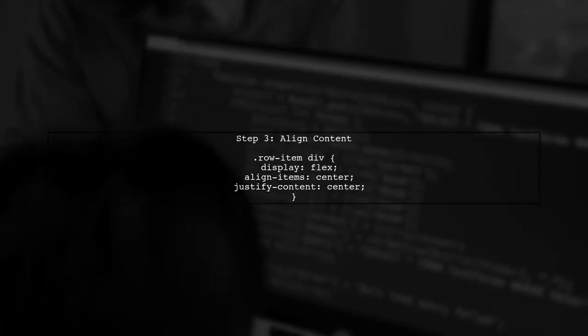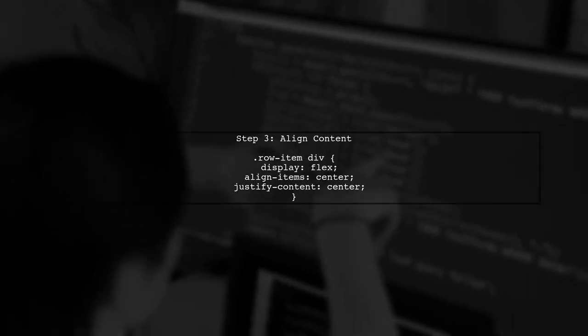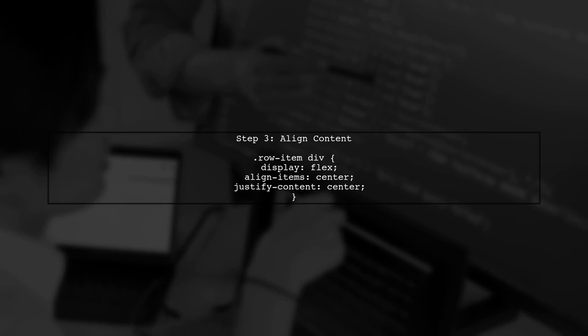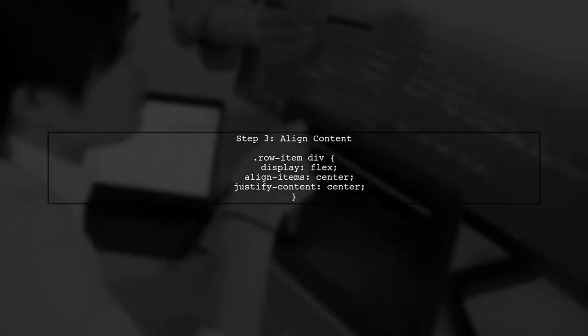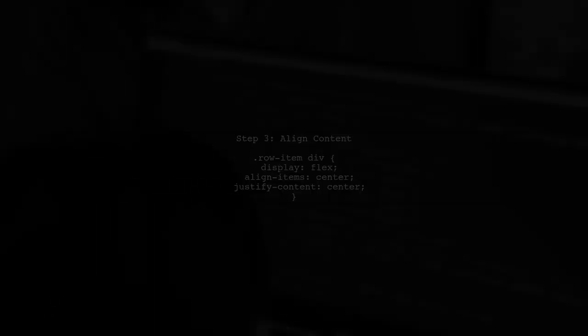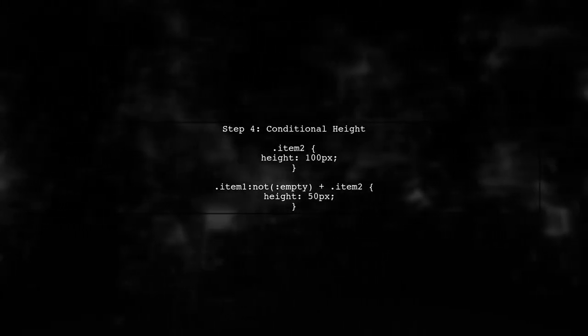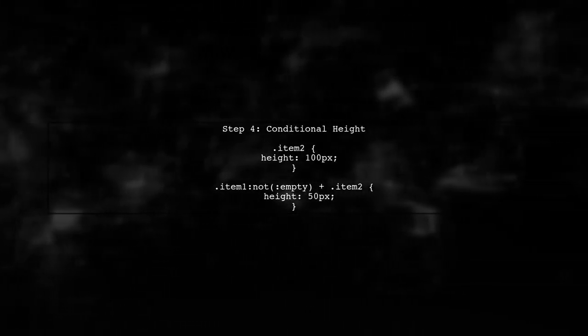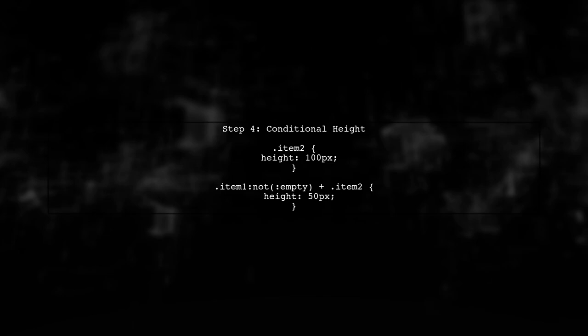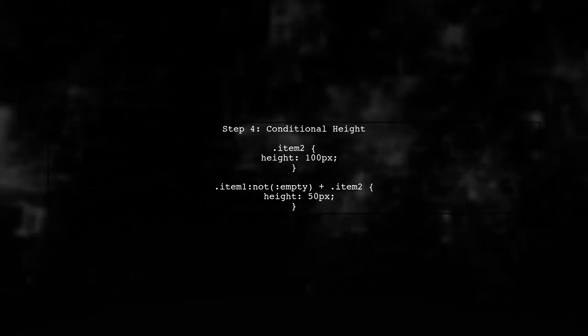To make sure the content inside these divs is vertically aligned, we can use Display Flex along with Align Items Center on the child divs. Now, we need to handle the case where only one of the items is present. If 2.1 is not there, we want 2.2 to take the full height of 100 pixels.